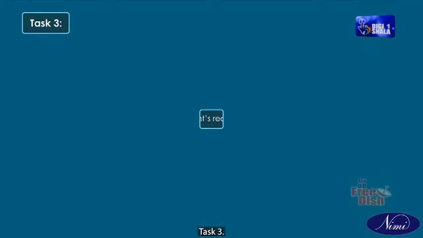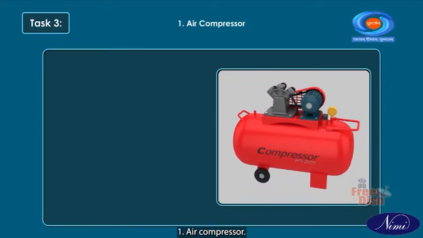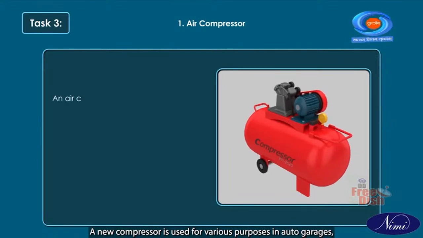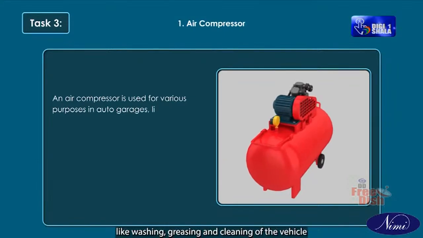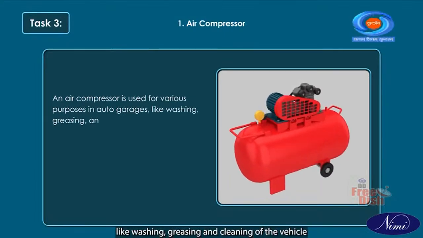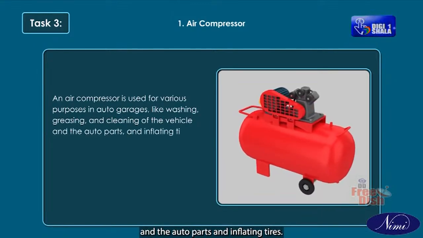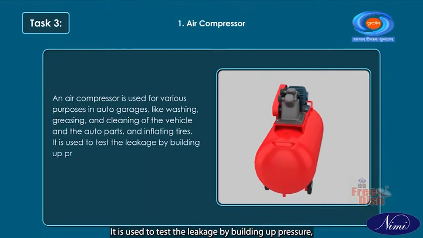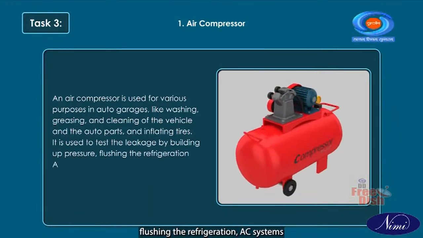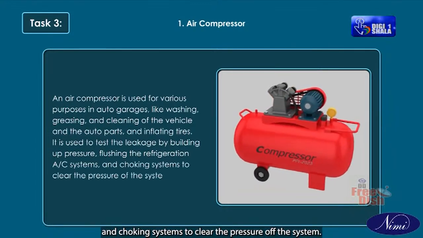Task 3. Let us identify the equipment required for refrigeration work. Number 1. Air compressor. An air compressor is used for various purposes in auto garages like washing, greasing and cleaning of the vehicle and the auto parts, and inflating tires. It is used to test for leakage by building up pressure, flushing the refrigeration and AC systems, and clearing the pressure of the system.